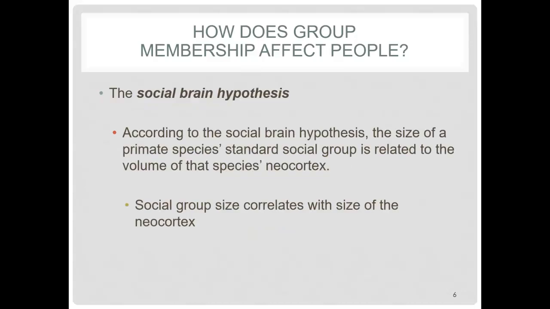Now, there's what's called the social brain hypothesis. According to the social brain hypothesis, the size of a primate species' standard social group is related to the volume of that species' neocortex. So, in primate species, social group size correlates with the size of the neocortex, just the brain overall. I find this especially fascinating.